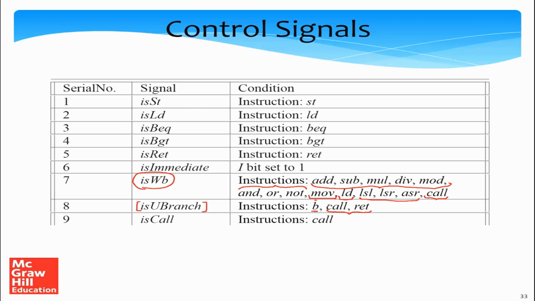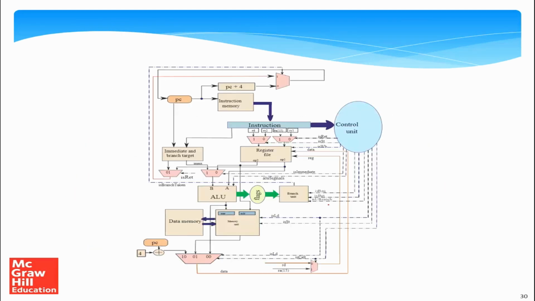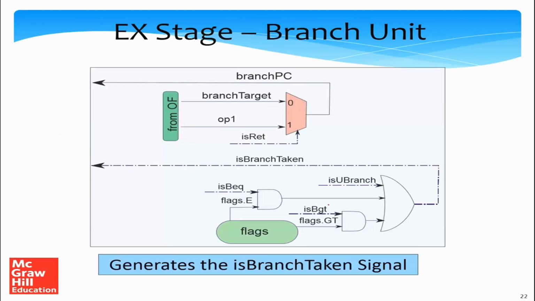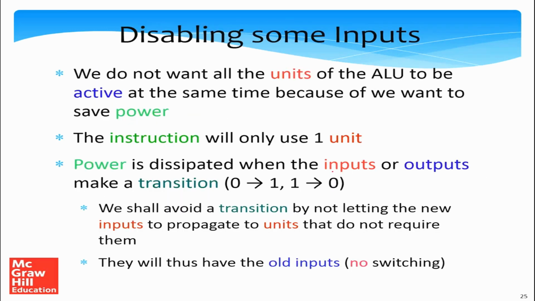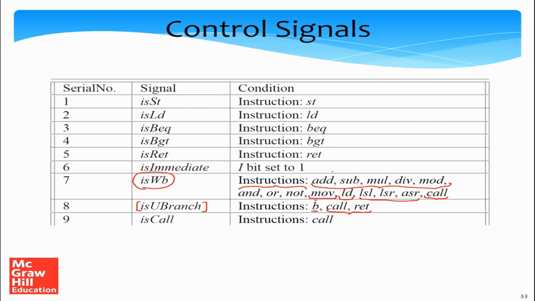As we had discussed in the slides, let me go back to the execute slide. I had promised that we'll go back to it. When we were discussing the branch unit, we had talked about the is u branch signal. The is u branch signal happens when we are guaranteed that we'll take the branch, and that's possible for the B instruction and the call and ret instructions, because it is guaranteed that the value of the program counter will change. All right. Then the is call instruction signal is set when the instruction is call.